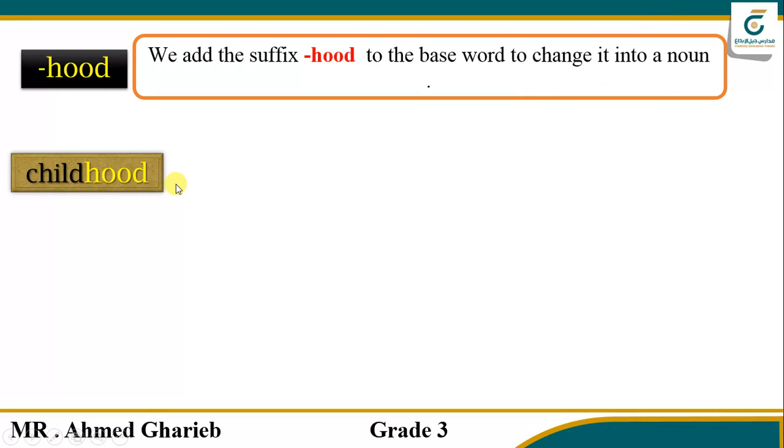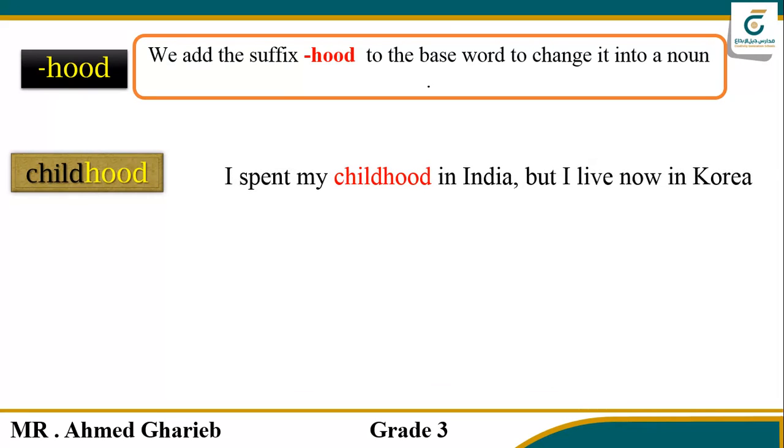Childhood. So child is a noun and it means a baby. If I say childhood, it means the time of being a child, or the period you spend when you are a child. For example, I spent my childhood in India, but I live now in Korea. So I spent the time when I was a child in India. Okay.